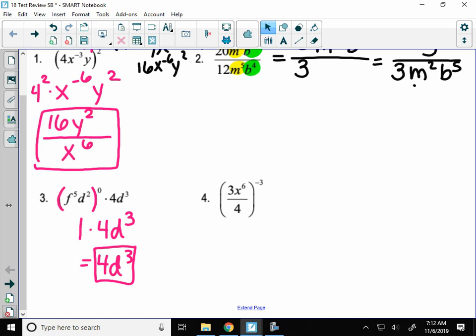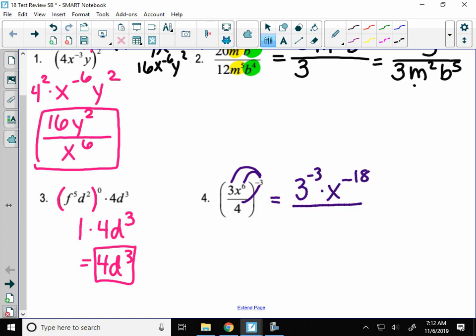And lastly, number 4, very similar to number 1. I'm going to distribute that exponent of negative 3 to the 3, the x, and 4. So it'll be 3 to the negative 3rd times x to the negative 18th over 4 to the negative 3rd. Now, since every single piece there has a negative exponent, they all have to flip locations in your fraction. So the 3 to the negative 3rd moves down, so does the x.